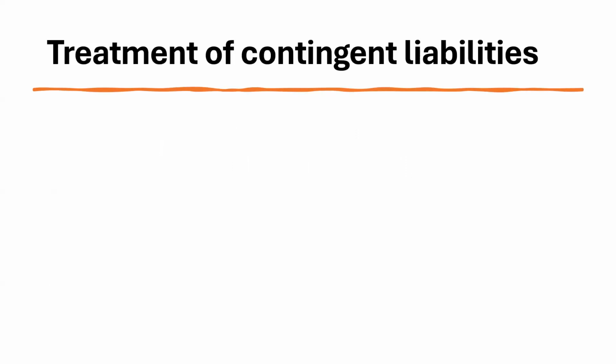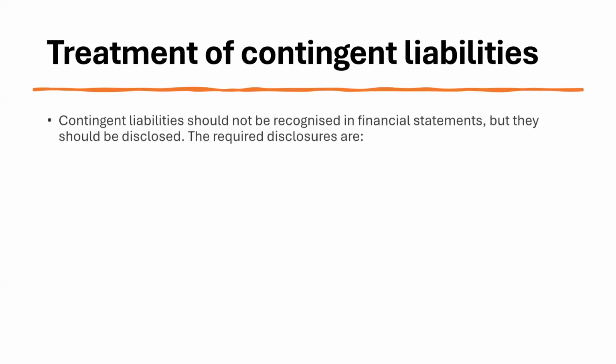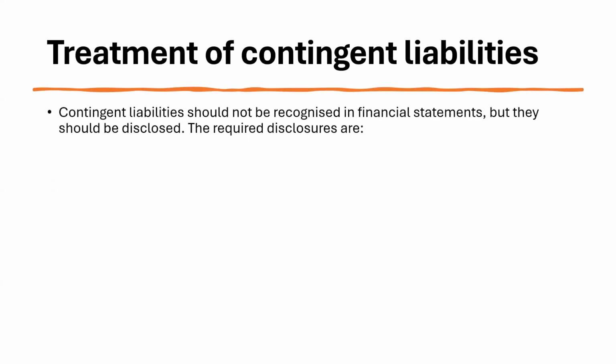Okay, so how are contingent liabilities treated? Contingent liabilities should not be recognized in the financial statements because the probability of the event happening is minimal. Number two, the event cannot be measured sufficiently. Okay, but they should be disclosed in the notes to the financial statements.